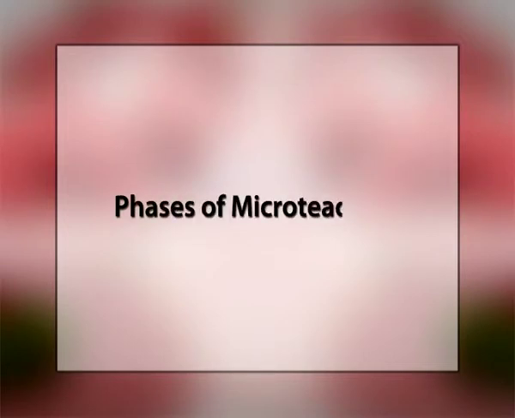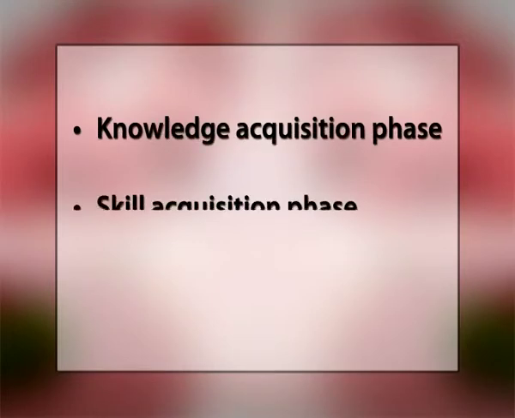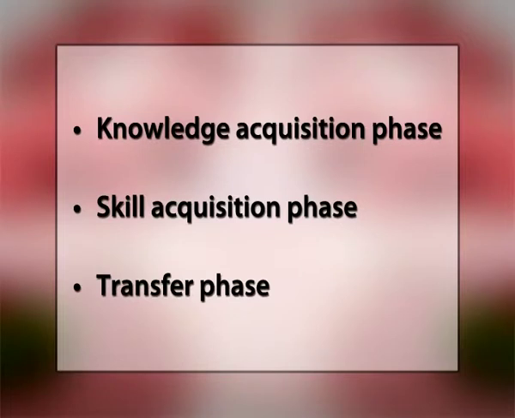Now, phases of micro-teaching. According to J.C. Clift, the elements which normally go to make up the micro-teaching procedure may be grouped under three phases: knowledge acquisition phase, skill acquisition phase, and transfer phase.